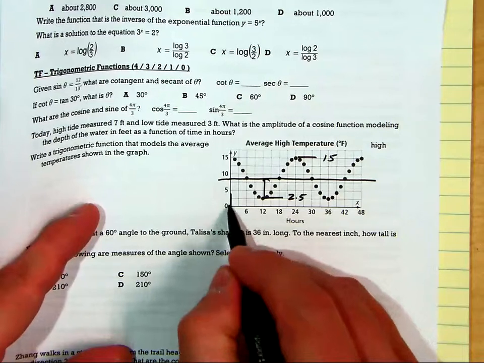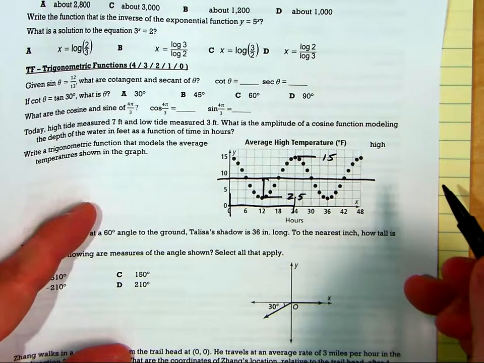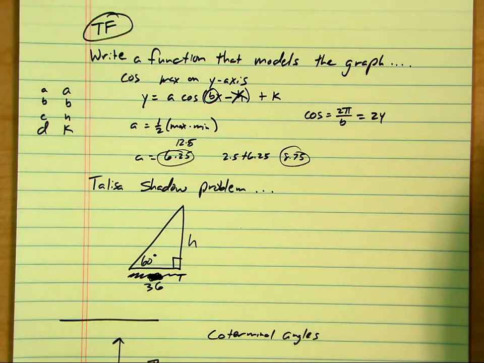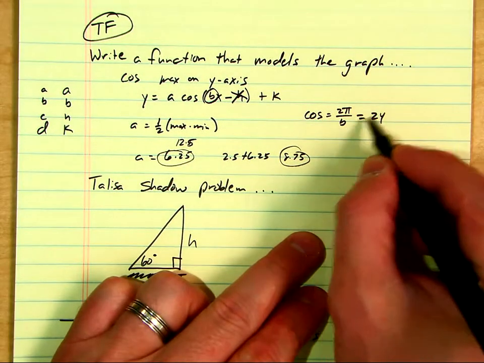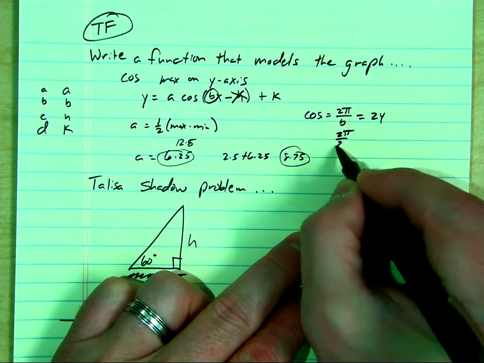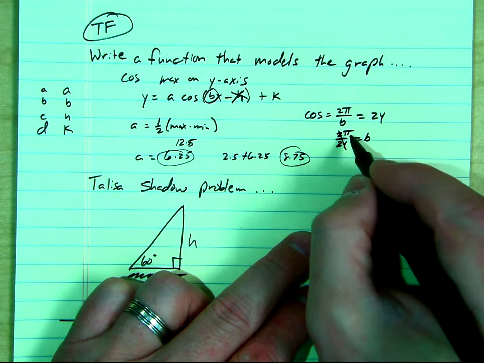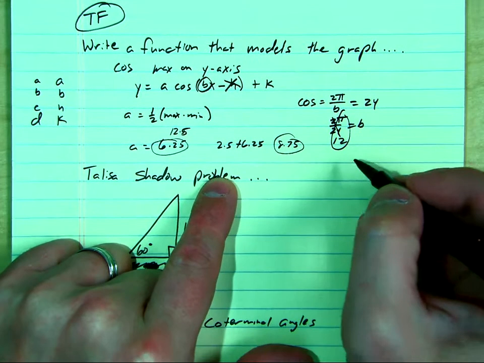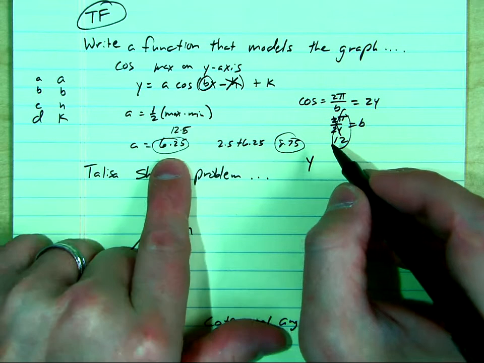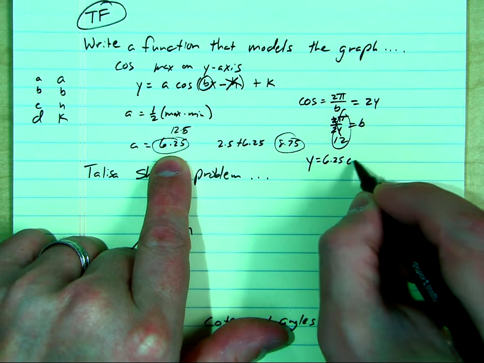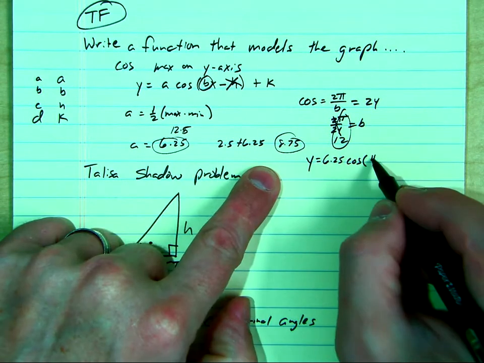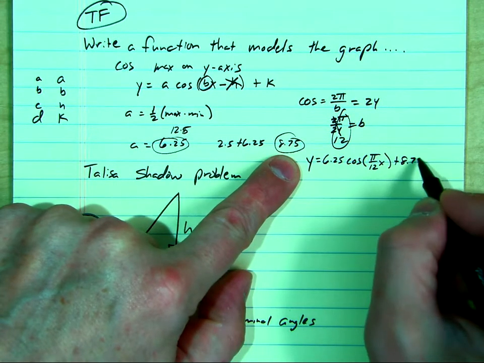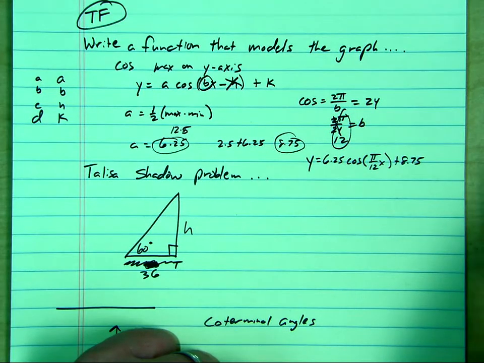So what is the period of this function? Doesn't it go from here to there? So the period is 24 hours. The period is 24 hours. All we have to do is solve for b. So let's swap these two places right here. 2 pi over 24 equals b. Simplify, that's pi over 12. So our equation is going to be, I know I didn't leave myself much space, y equals amplitude 6.25 cosine pi over 12x plus 8.75. Any questions on that one?